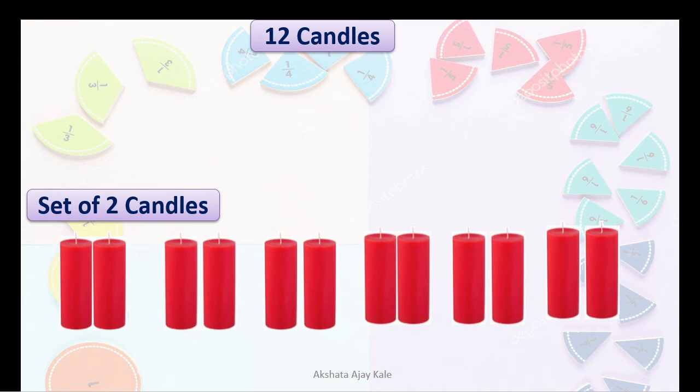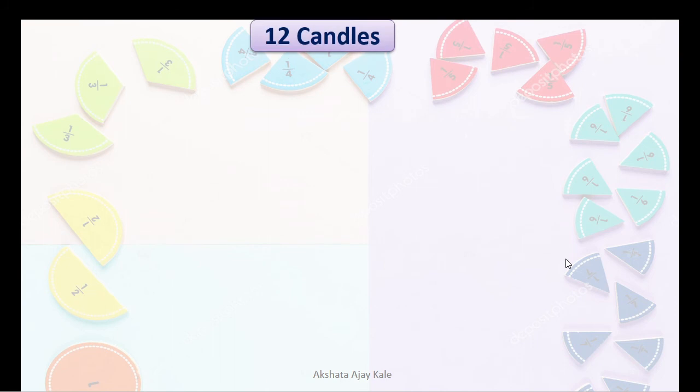Yes, dear children, out of 12 candles, we made sets of 2 candles. And how many sets we got? 1, 2, 3, 4, 5, 6. 6 sets we got. Right? Okay. Now see this. Again 12 candles.